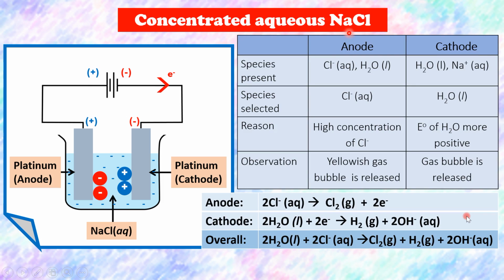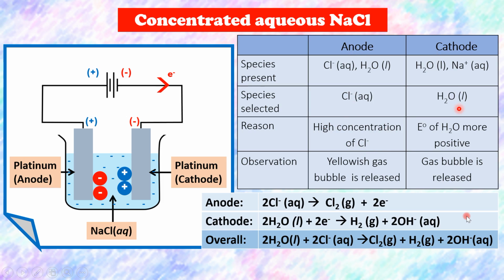Electrolysis of concentrated aqueous NaCl uses aqueous NaCl as an electrolyte and platinum electrode as the anode and the cathode. Since the anode is the positive terminal, there are two species present at the anode, that is aqueous chloride ion and liquid water. Because the cathode is the negative terminal, there are two species present, that is liquid water and aqueous sodium ion. At the anode, aqueous chloride ion is selected to be discharged because of the high concentration of chloride ion.